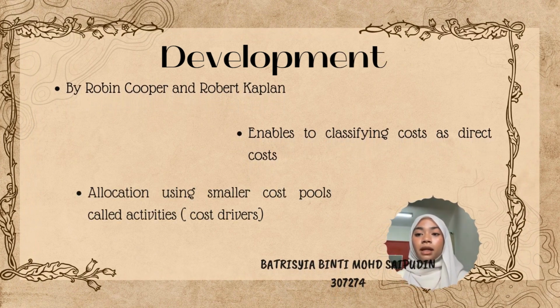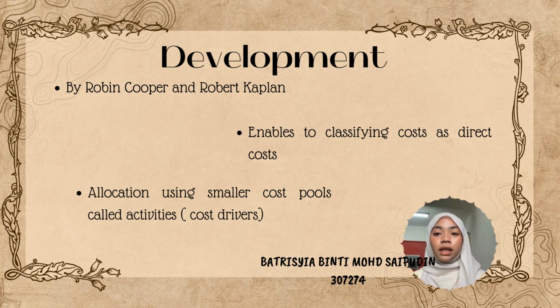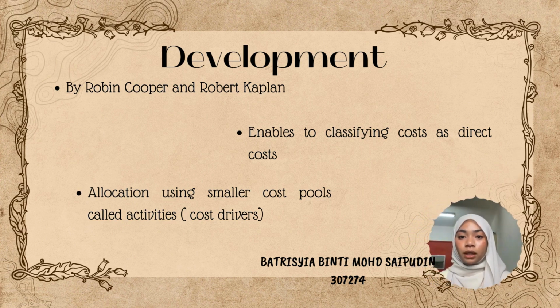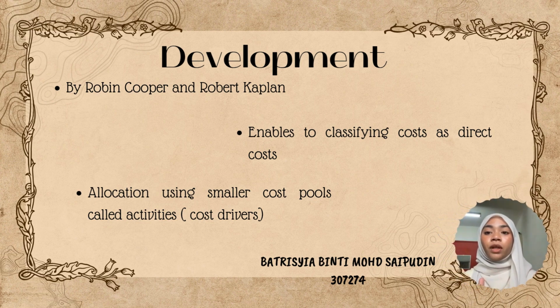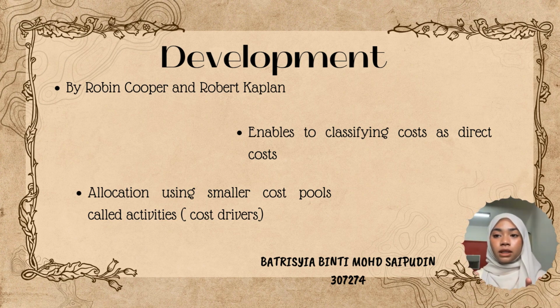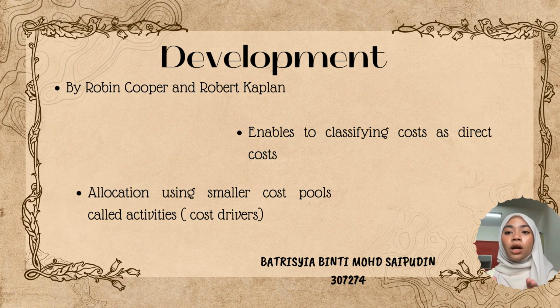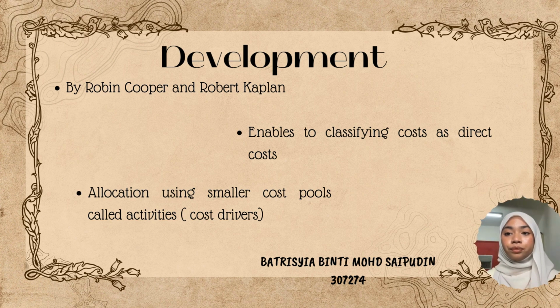The ABC method was first developed in the United States during the 1980s by two Harvard professors, Robert Kaplan and Robin Cooper. They designed ABC as a more detailed and refined system for tracking costs in a business. One of the main ideas behind ABC is that it allows companies to classify more costs as direct costs and to create smaller, more specific groups of indirect costs called cost pools.